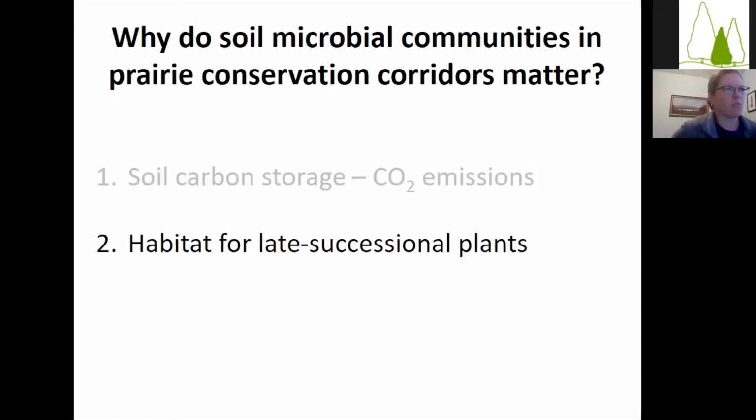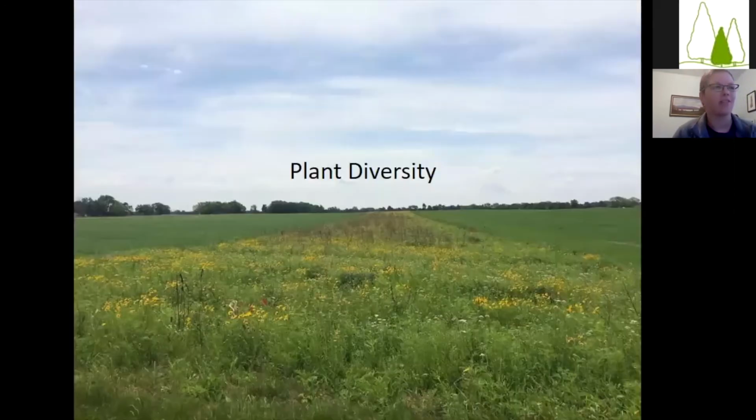So the second reason why we might care about soil microbial communities and prairie conservation corridors is because they provide a habitat for late successional plants. The first reason I talked about for planting a conservation corridor is to increase plant diversity in the ecosystem and to provide habitat.